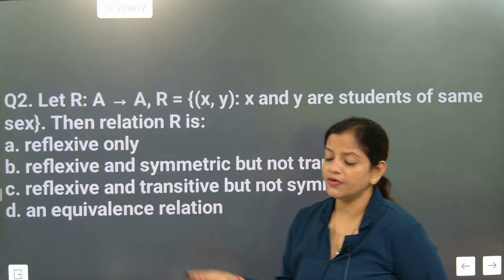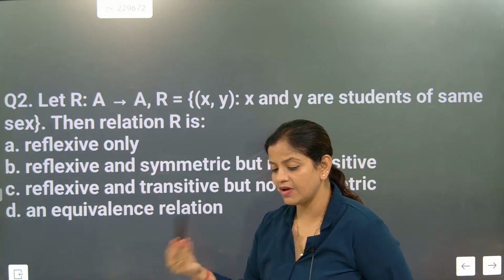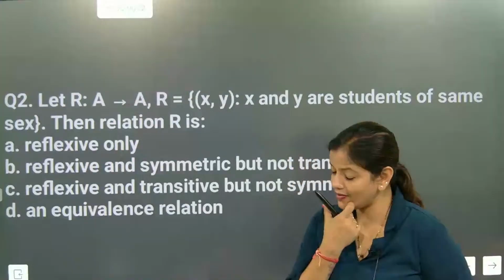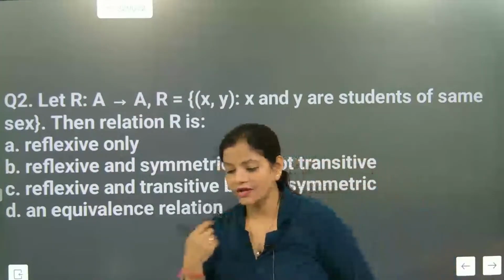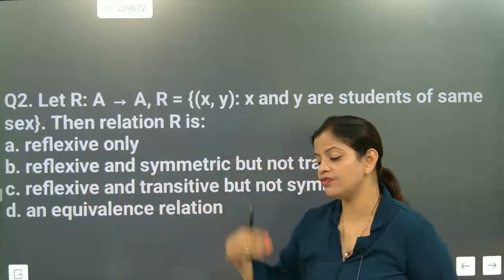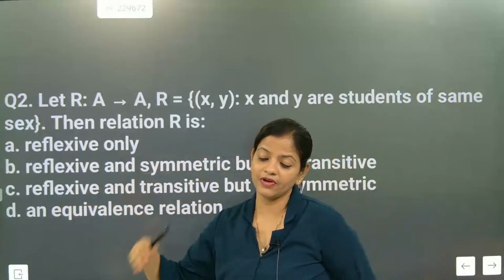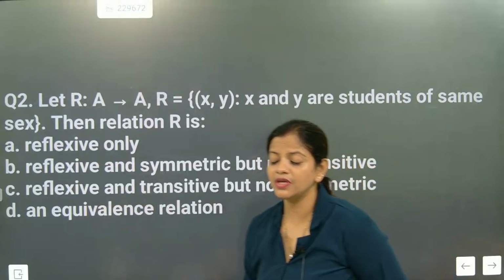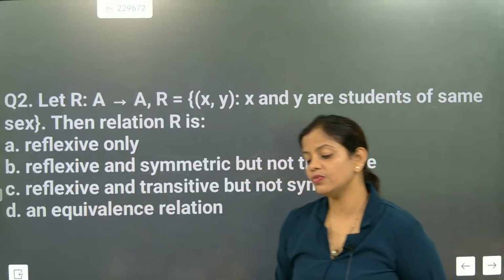Now symmetric: if my colleague and I are in the class, both of us are female, so definitely it will be symmetric also. I am female, my friend is female, her friend is female, then her friend is also female, so all three are female. So definitely it is going to be an equivalence relation. Why is it going to be an equivalence relation?